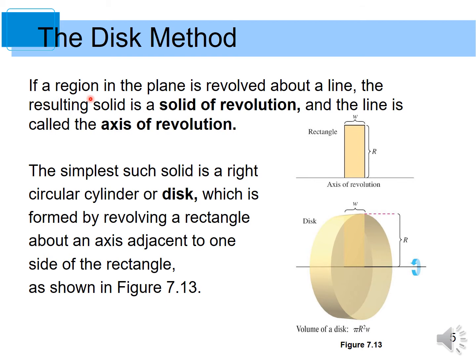If a region in the plane is revolved about a line, the resulting solid is a solid of revolution, and the line is called the axis of revolution. The simplest solid is a right circular cylinder or disk, which is formed by revolving a rectangle about an axis adjacent to one side of the rectangle.